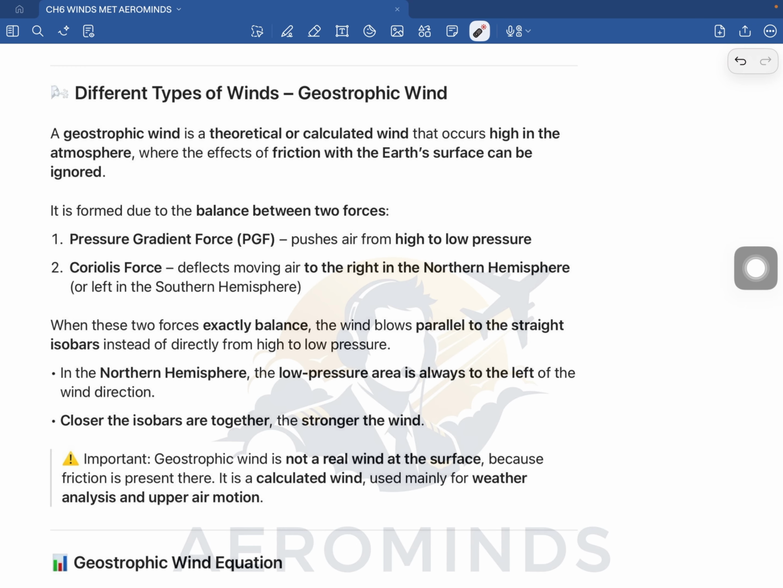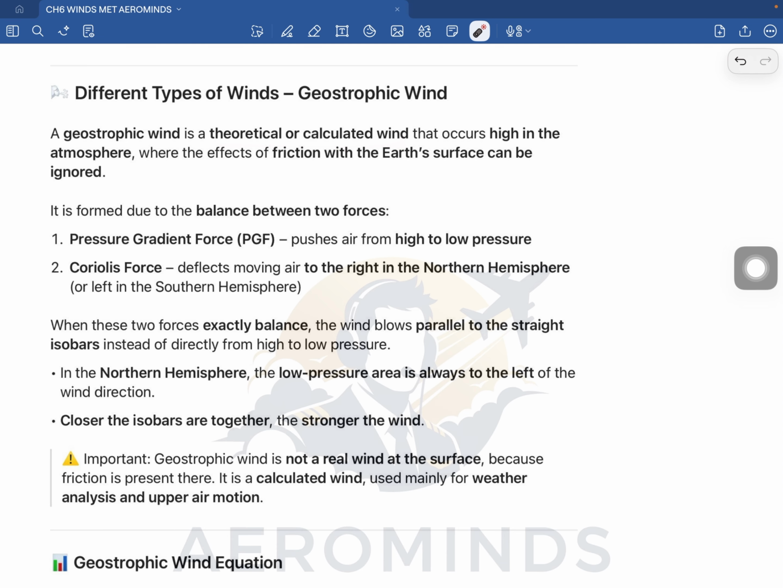Now, the word geostrophic sounds very technical, but the idea behind it is actually very simple if explained properly. First of all, what is geostrophic wind? It is not something you can feel on your face when you're standing outside. It is not the surface wind that moves the trees or the waves which you see. A geostrophic wind is a theoretical or calculated wind, an ideal wind that we imagine under perfect conditions so that we understand how the atmosphere is behaving.